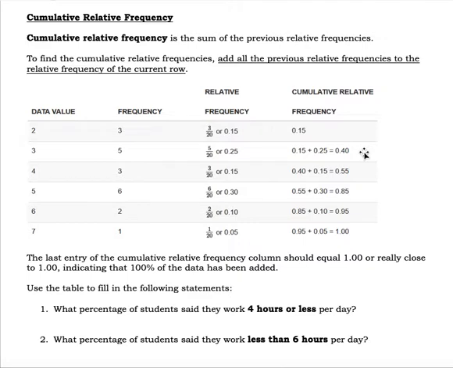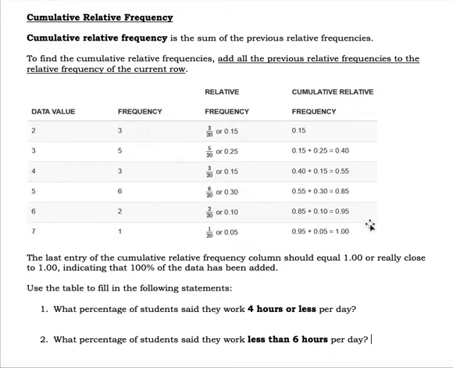Notice in the second row, we took 0.15, which was the relative frequency from the previous row, and we added it to 0.25, which is the relative frequency of the current row. That equals 0.40. Notice in the third row, we carried over 0.40, so we carried over the cumulative relative frequency from before, and we added on the relative frequency from this row, which was 0.15. That's how we came up with 0.55, and we continued in that manner till the very bottom.